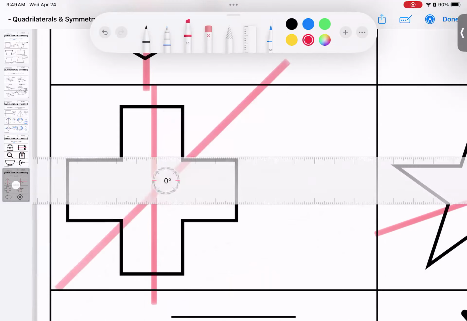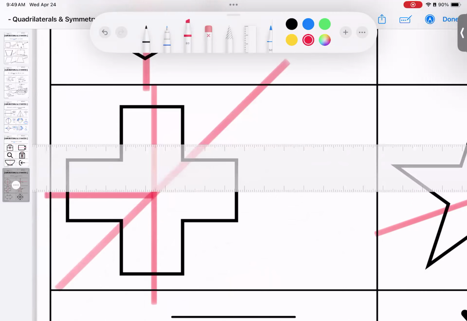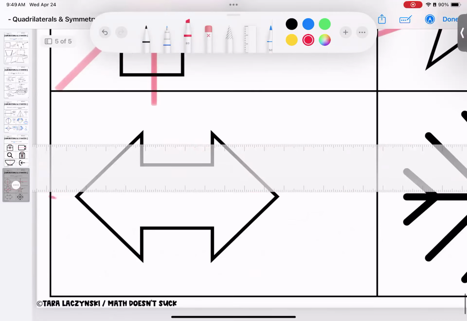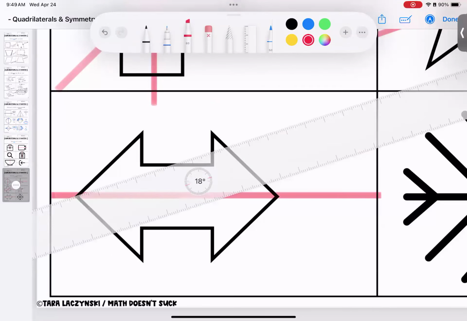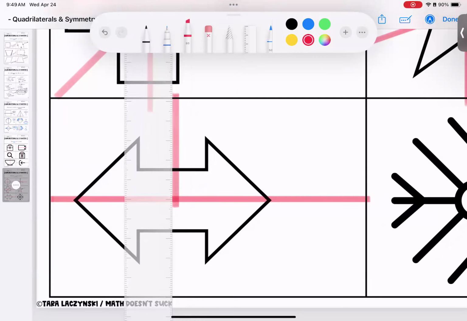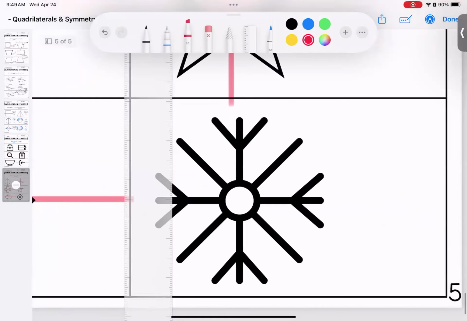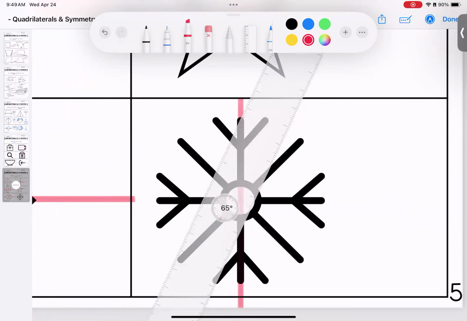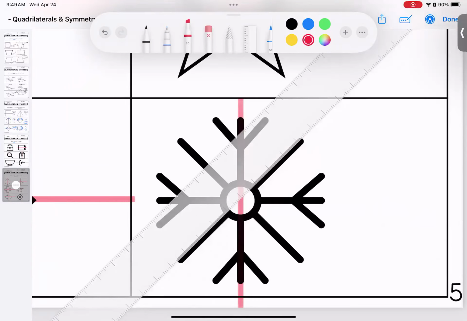So I could do up and down, I could do left and right, but I could also do a diagonal on that one. This one, up and down, left and right, definitely going to work. Diagonal's not going to work on this one. And our last one, this is tricky. Snowflake, up and down. That's not what I wanted, up and down. And then I can also do a diagonal right here.